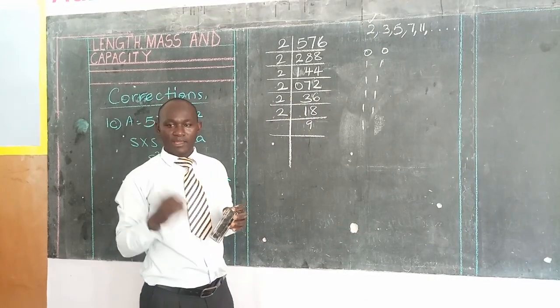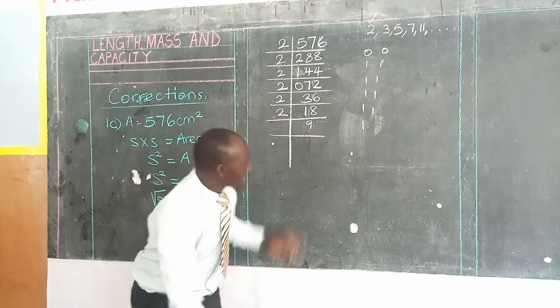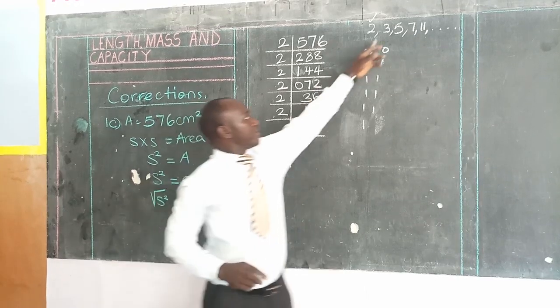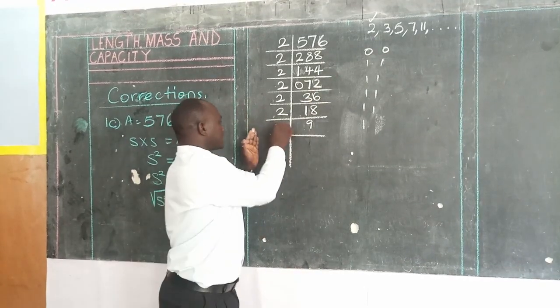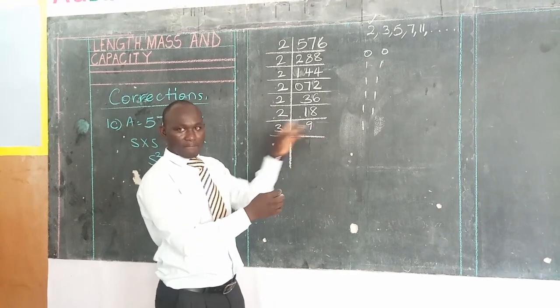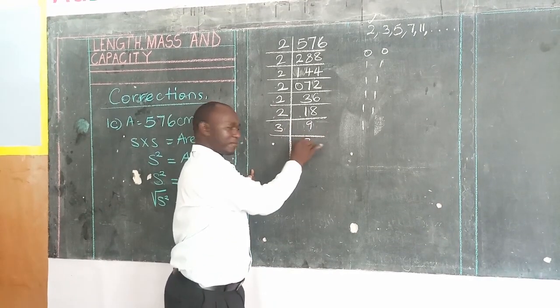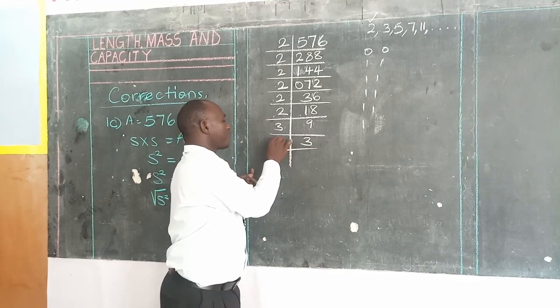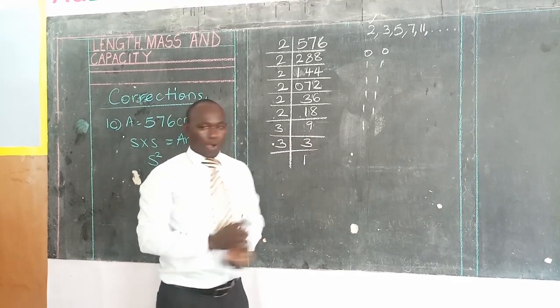That is 3. Can 3 work for 9? Yes, 3 can work for us here. That means you can divide 9 by 3, and that will give me 3. And lastly, I have 3 divided by 3, which is 1.